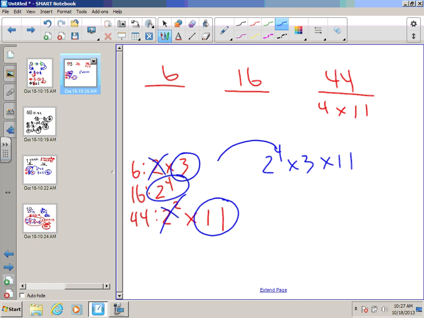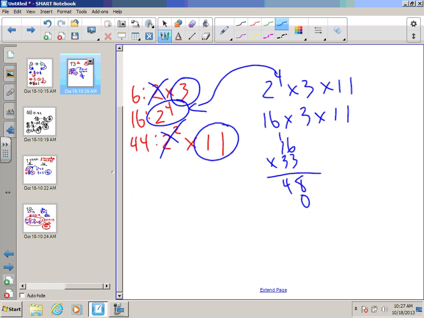2 to the 4th, make sure we don't confuse it with 8. We just called it 16 times 3 times 11. Can you do any of these in your head? Okay, so we can go 16 times 33. 18, 4, drop the 0. And 18, 4. 8, 12, 528. It's a big one. Again, sure beats doing the other method.